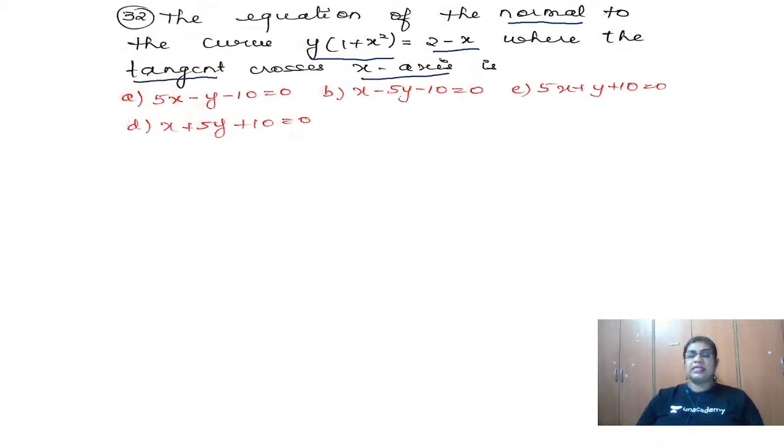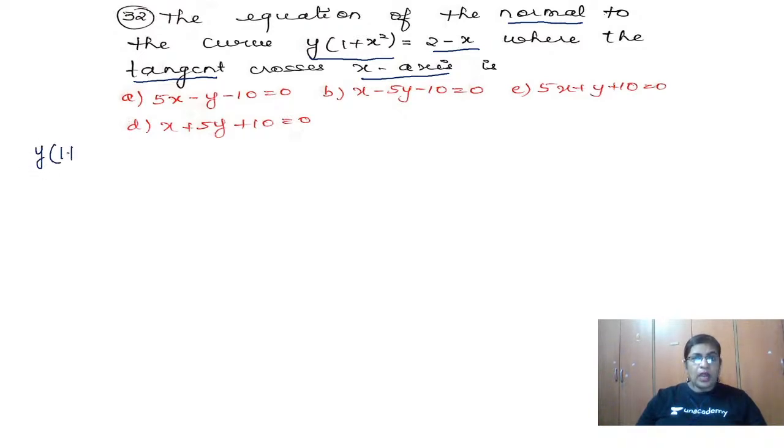crosses the x-axis. Now, this particular problem I will explain to you in 2 ways, whichever you find easy. I am sure the shortcut method is easy, but let me explain the logic also. So what is the logic I will explain, and what is the shortcut? Let me explain.